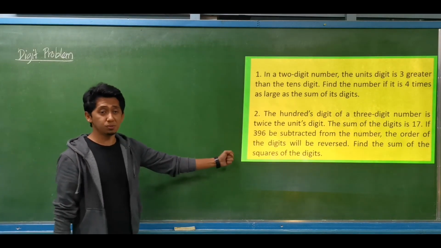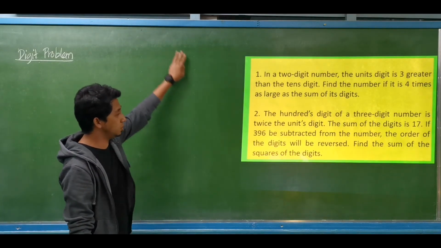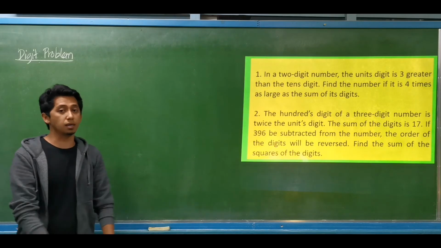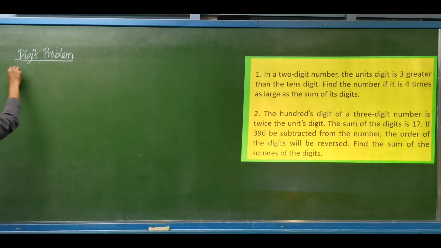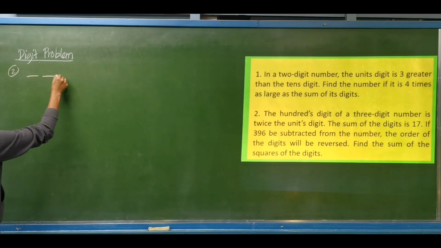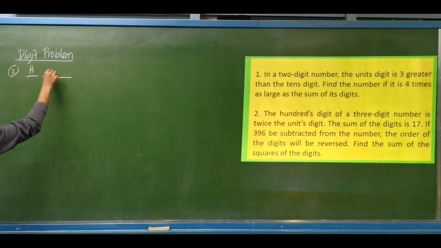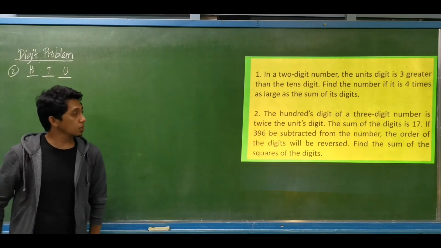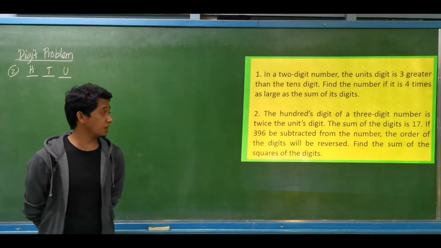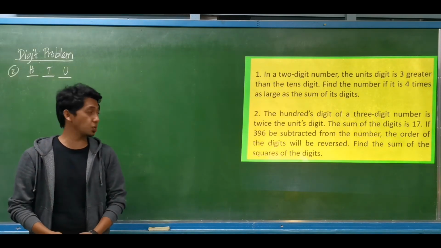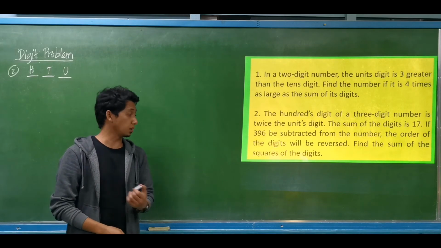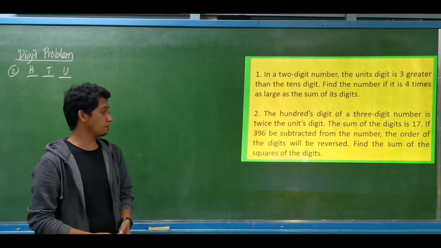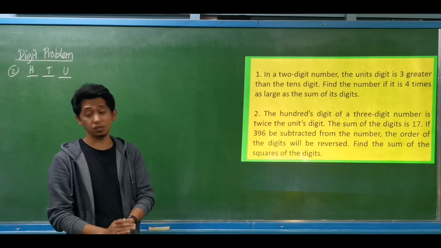Alright, let's try number 2. The hundreds digit of a 3-digit number is twice the units digit. So this means we are dealing with a 3-digit number. So let's say this is the hundreds, tens, and units digit. The sum of the digits is 17. If 396 is subtracted from the number, the order of the digits will be reversed. Find the sum of the squares of the digits.